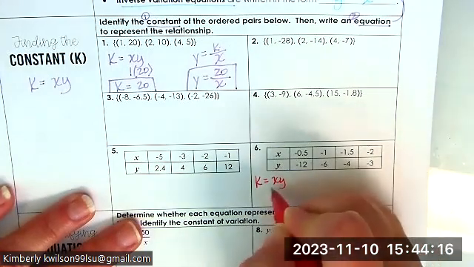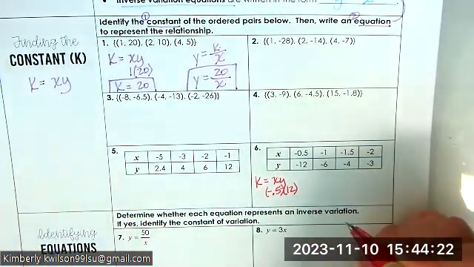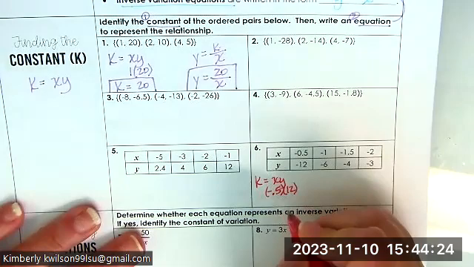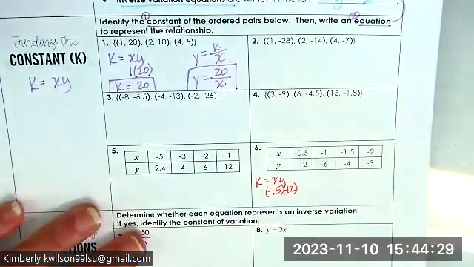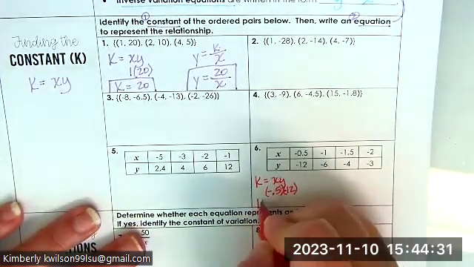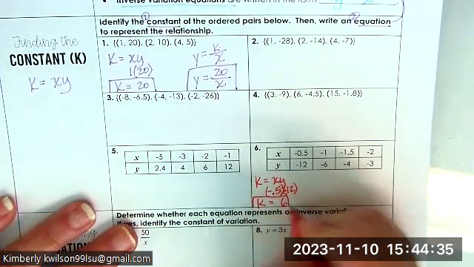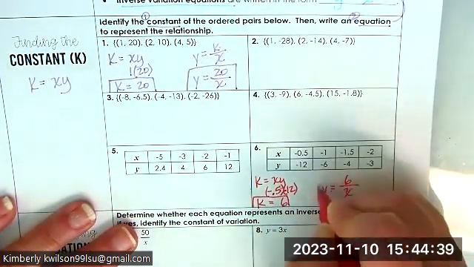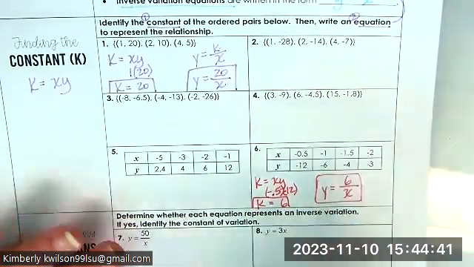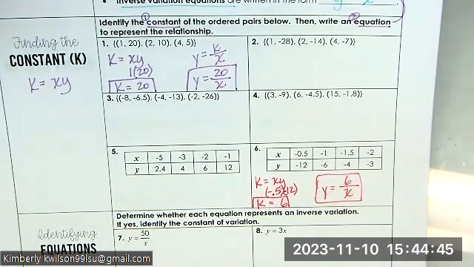So I'm going to be doing negative 0.5 times 12, which is the same as negative 1/2 times 12. So what's half of 12? That is 6. So therefore, that's a negative 6. Pay attention to those signs so we simplify correctly. So k equals negative 6. So there's my constant. Now we write our equation. Y equals negative 6 over x. There we go.